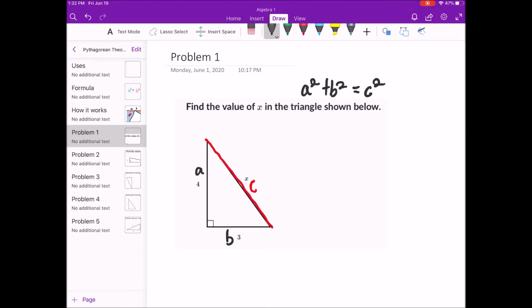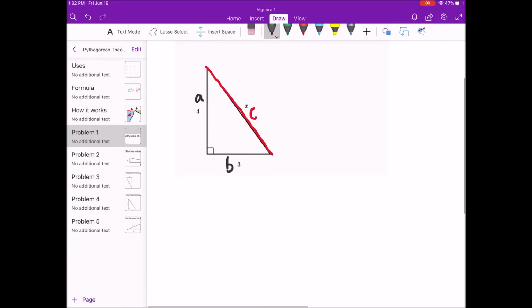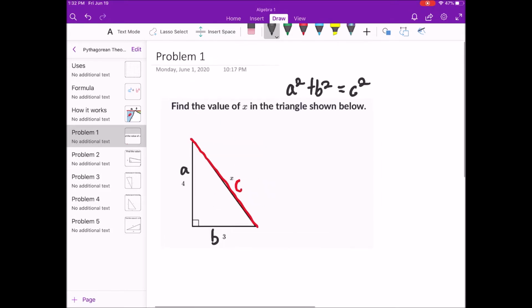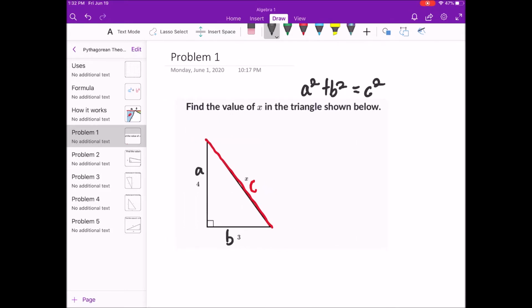So let's solve this problem then. What you do is you plug in the values. You're trying to find x right here. So what is A and what is B? A is 4, so 4 squared, since it's A squared. B is 3, so 3 squared is equal to C squared.